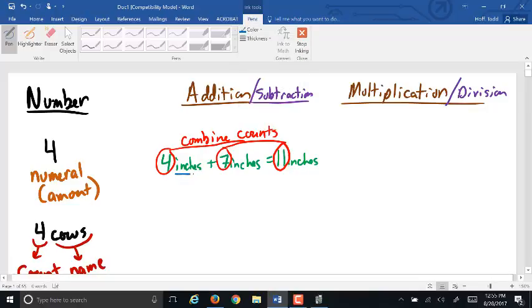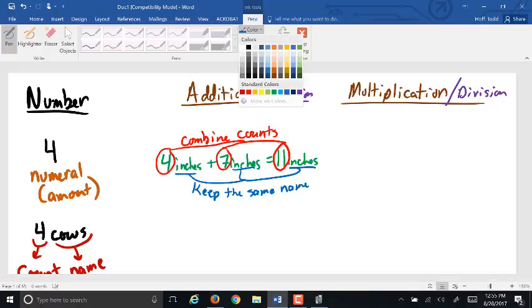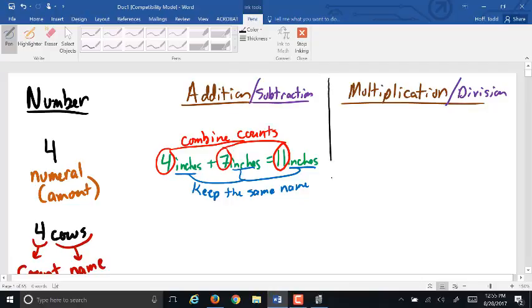Let's look at the names. We had inches and inches, and they stayed as inches. So when we add numbers, we keep the same name. So inches and inches stayed as inches.